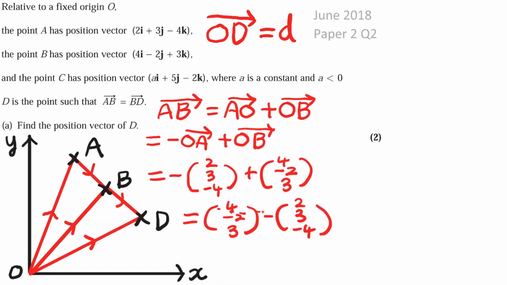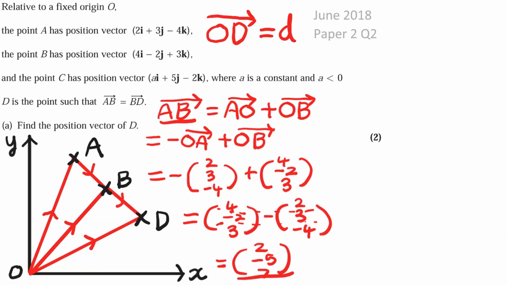Remember, when we subtract vectors, we focus on the individual rows. So it's going to be 4 minus 2, which is 2, minus 2 minus 3, which is minus 5, and 3 minus minus 4, which is going to be 7. Okay, so this is the vector AB.